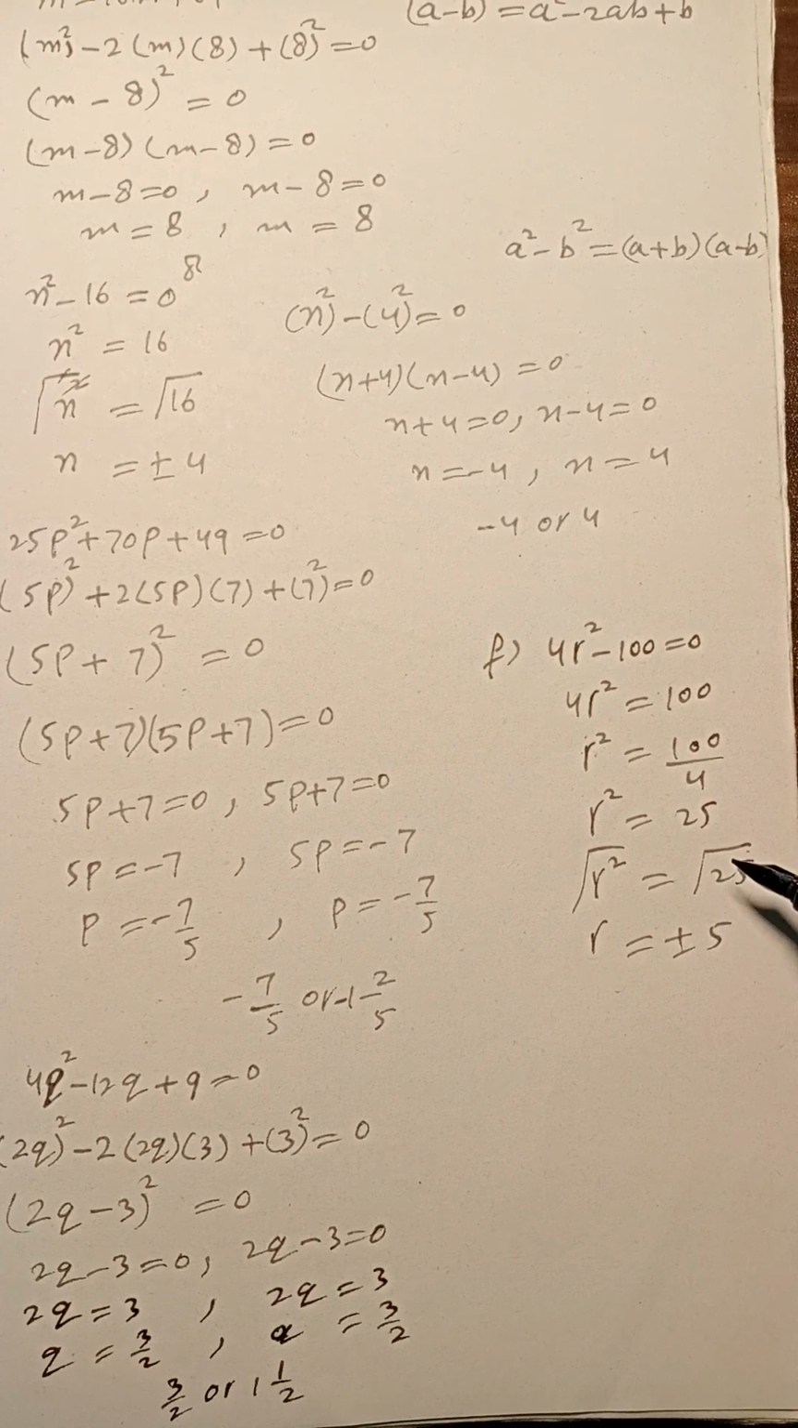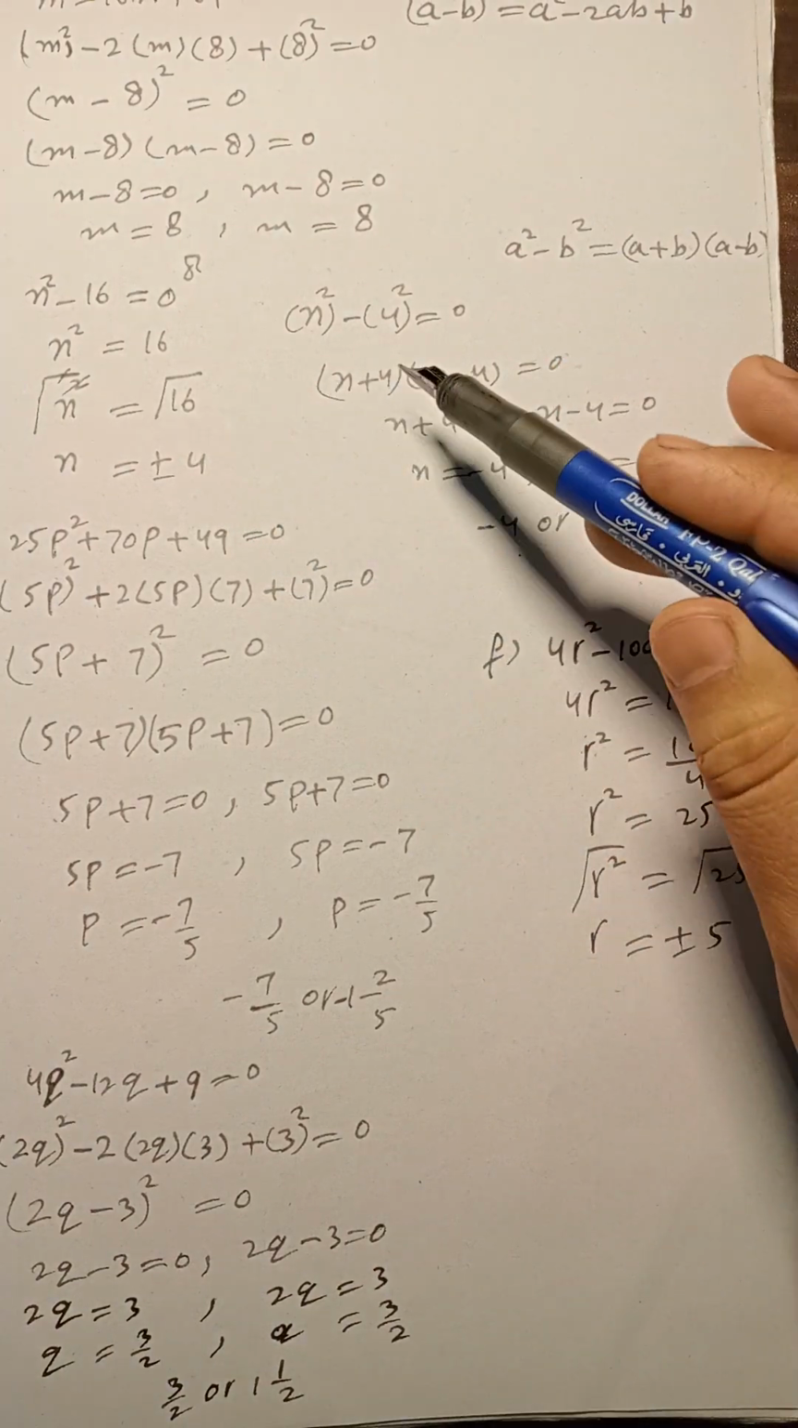You can solve it with another method by applying the identity a square minus b square, but this is also a suitable method. I have told you the other method of this question in part C.